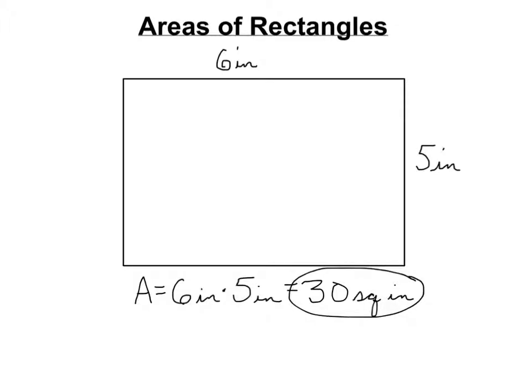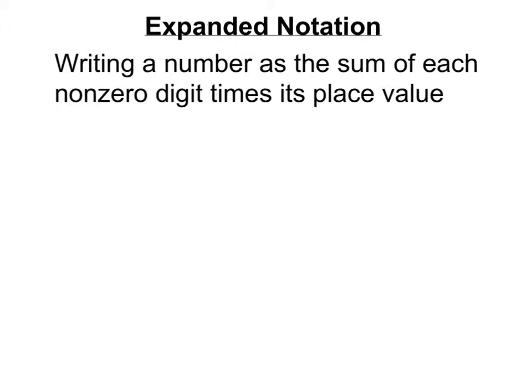Moving on in 3, 2, 1. Expanded notation is a way of writing a number as the sum of each non-zero digit times its place value. So for example, let's say we had the number 1034. We could rewrite this as the sum, so we're going to do a lot of adding, the sum of each non-zero digit, so in this case 1, 3, and 4, times their respective place values.